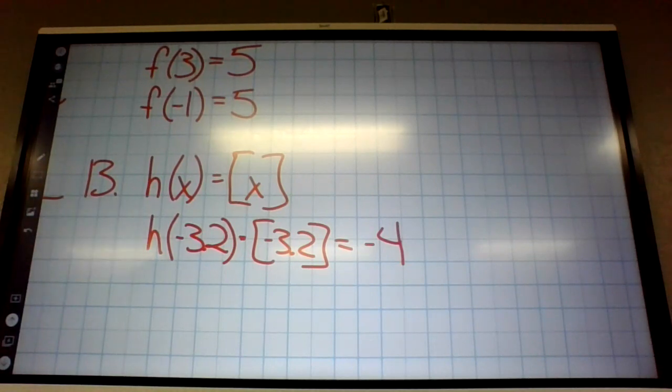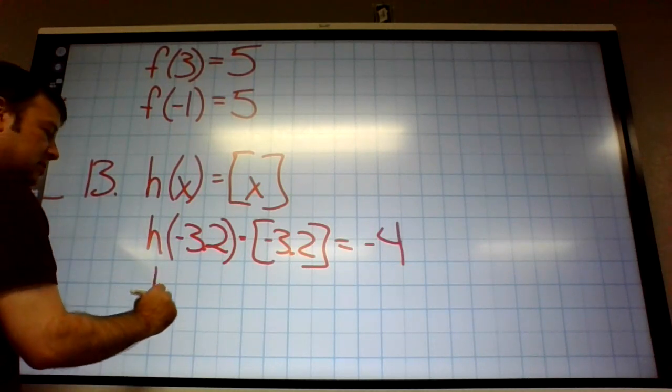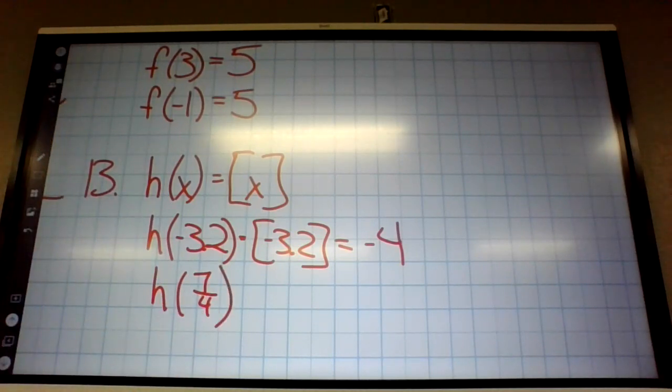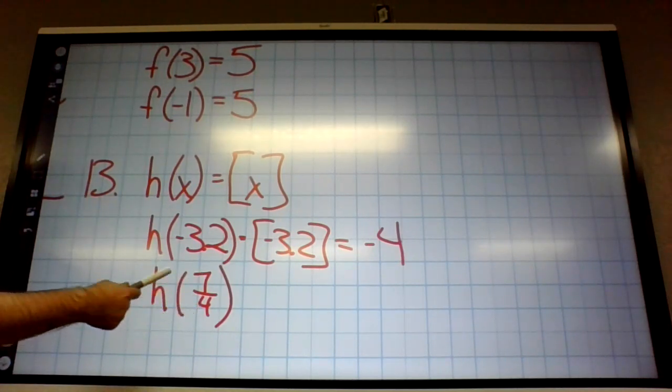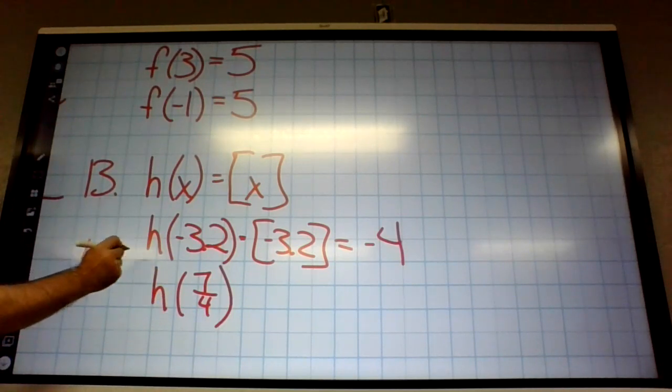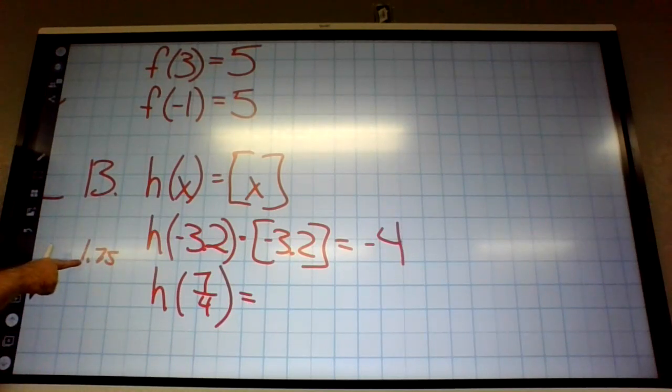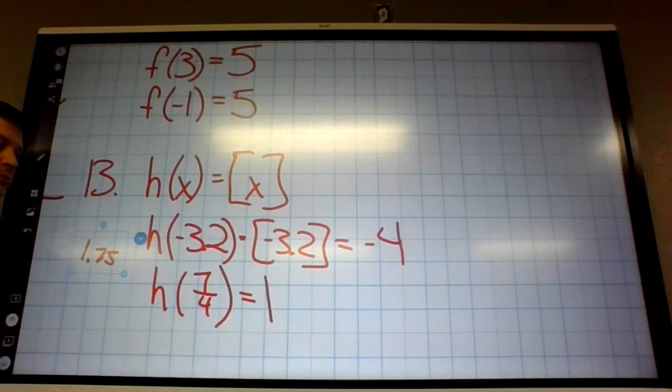And the other one is 7/4. What's 7/4 as a mixed number or a decimal? Yeah, 7 divided by 4 is like 1 3/4 or 1.75. So if we're rounding it down, it's going to turn into 1. Okie dokie.